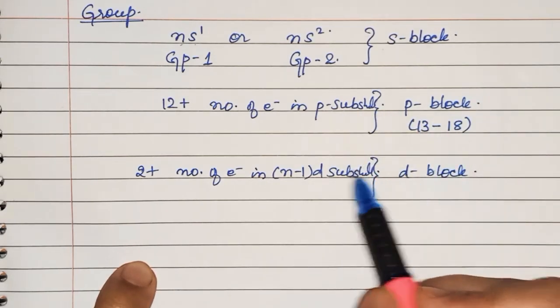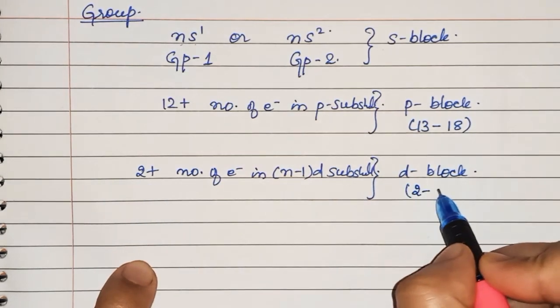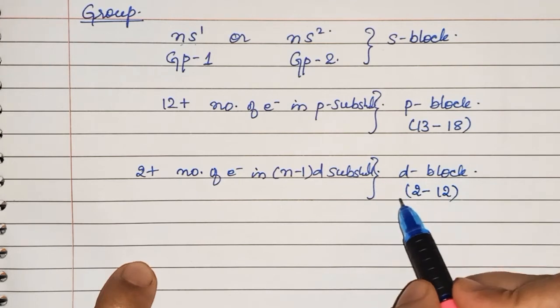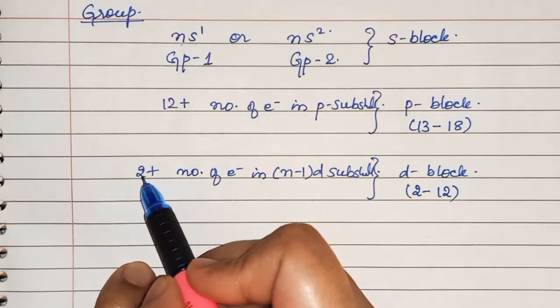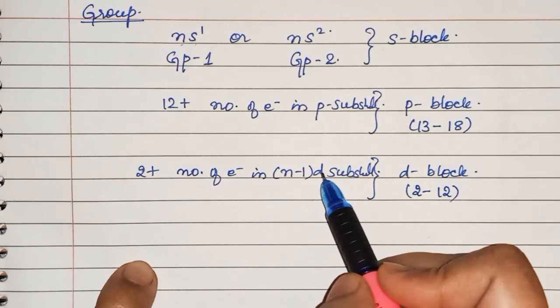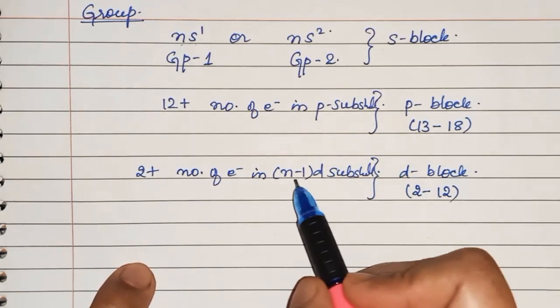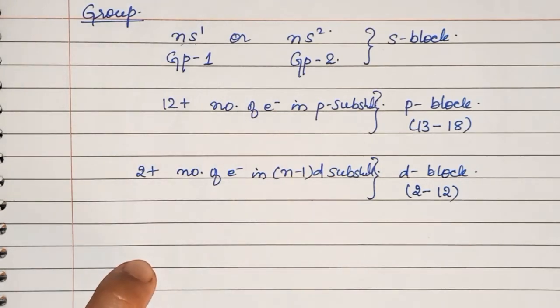Now for D block children, it is starting from group number 3 to 12. So that's why we are adding 2 over here, plus the number of electrons in the n minus 1 D subshell. So this will give you the group number.